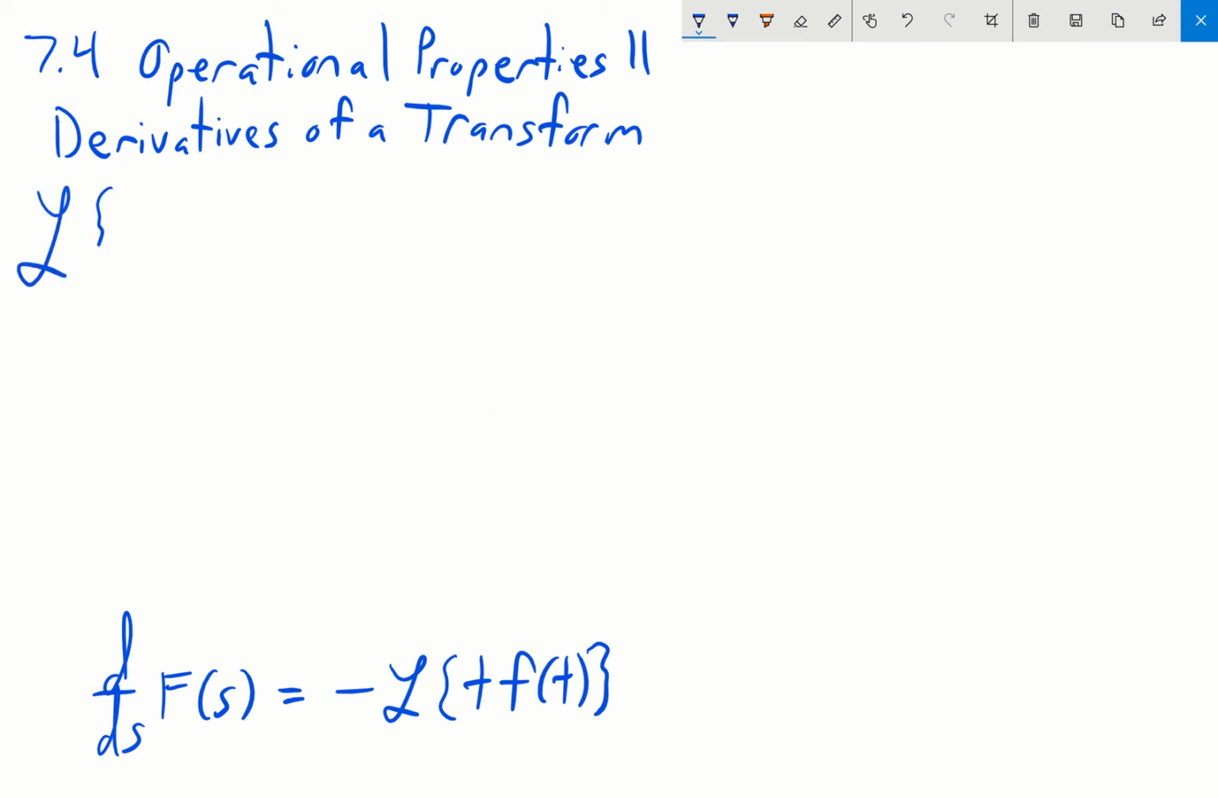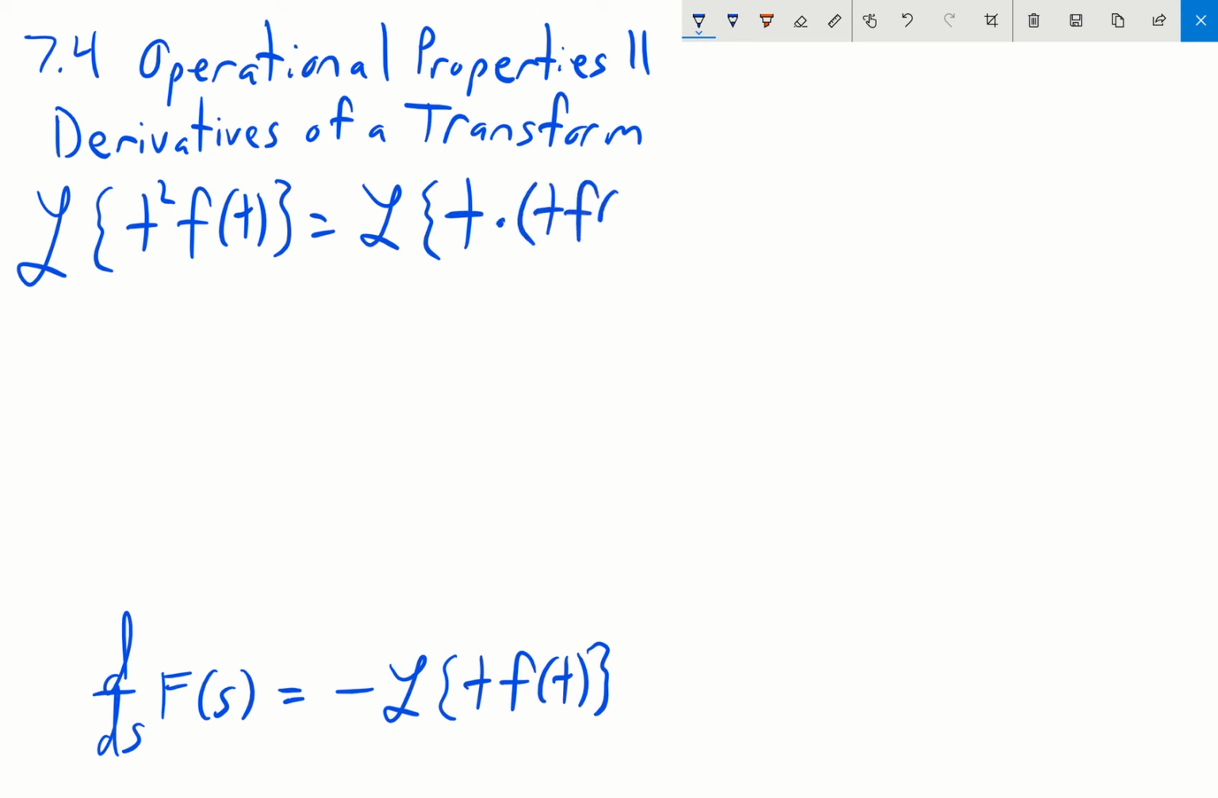To find the Laplace transform of t squared times f of t, let's write this as the Laplace transform of t times, and I'm going to put it in parentheses, t times f of t. It's essentially the same thing, but in terms of the form, look at what we have here. This Laplace transform we see from below: the Laplace transform of t times a function f of t is the negative of the derivative of the Laplace transform F of s.